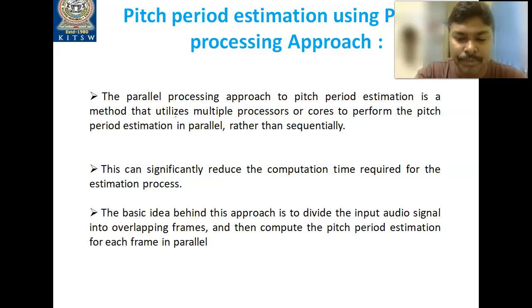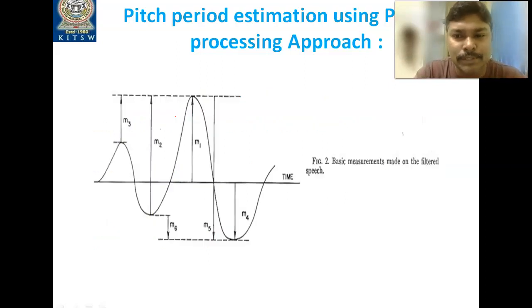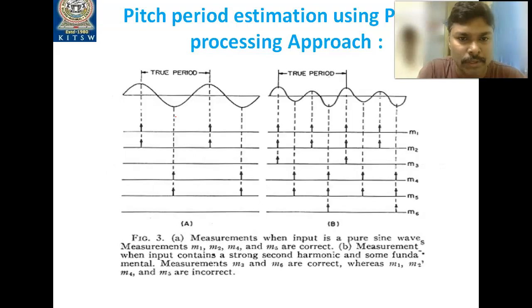So these are the basic measurements on the filtered speech, where we have given M1, M2, the signal peaks. This is the way you need to understand it. If it is a sinusoid, this is how we can get the signal peaks from the filtered speech. Normally M1, M2, M3 are given for the positive peaks, and M4, M5, M6 are given for the negative peaks. This is the way we need to understand it.